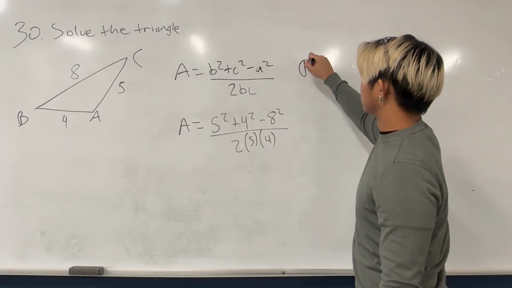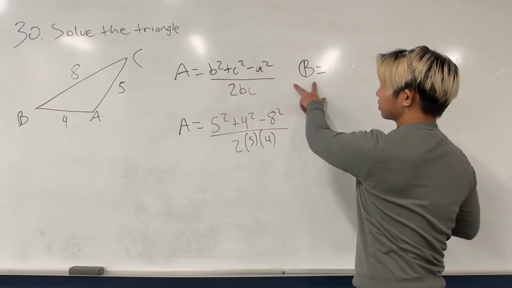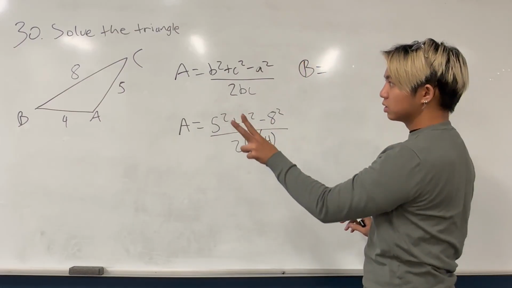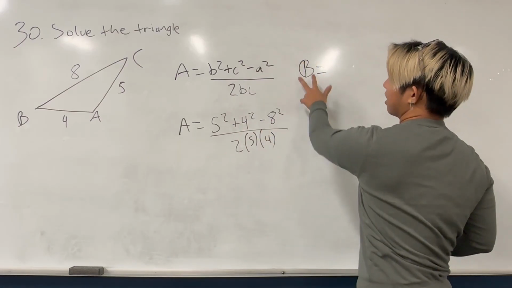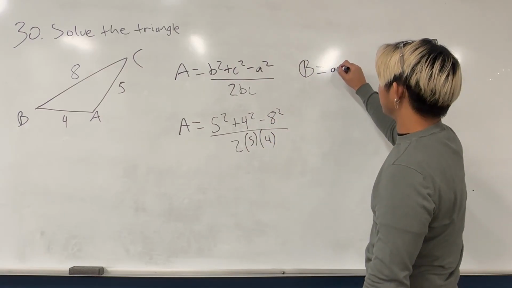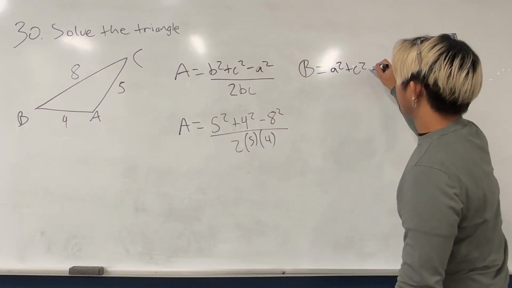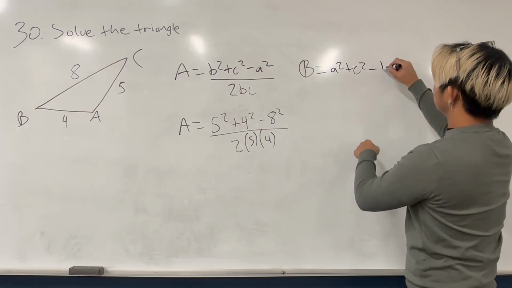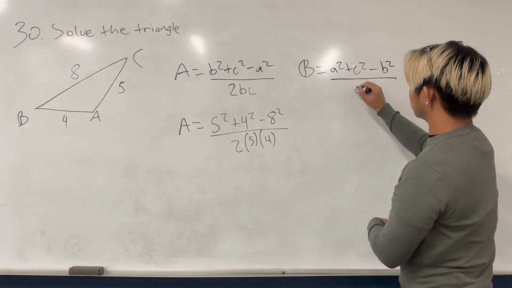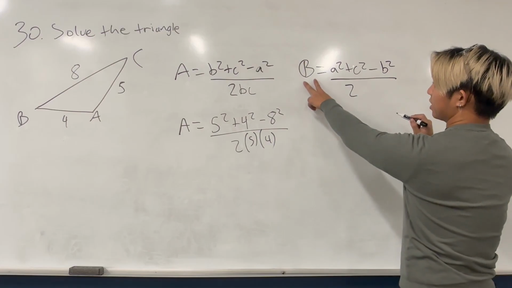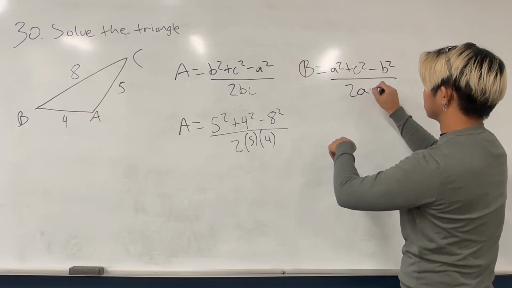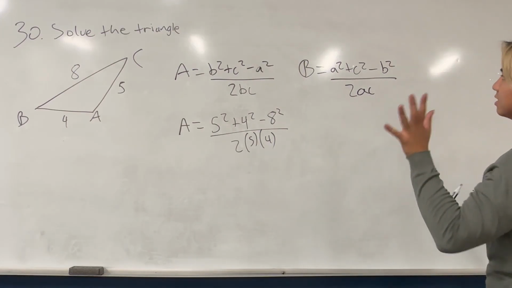So b in this case, right? Again, we're starting with b. We want to find b. So we'll take the other two sides that are not b, so a and c. So a squared plus c squared minus the one that we're looking for, so b squared in this case, all over 2, and then the two that are not related to b, so a and c in this case. Again, just plug in the values, right?